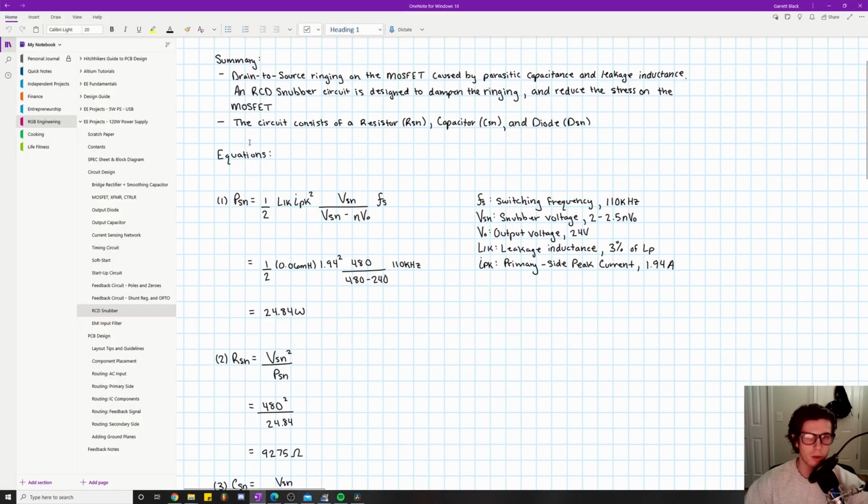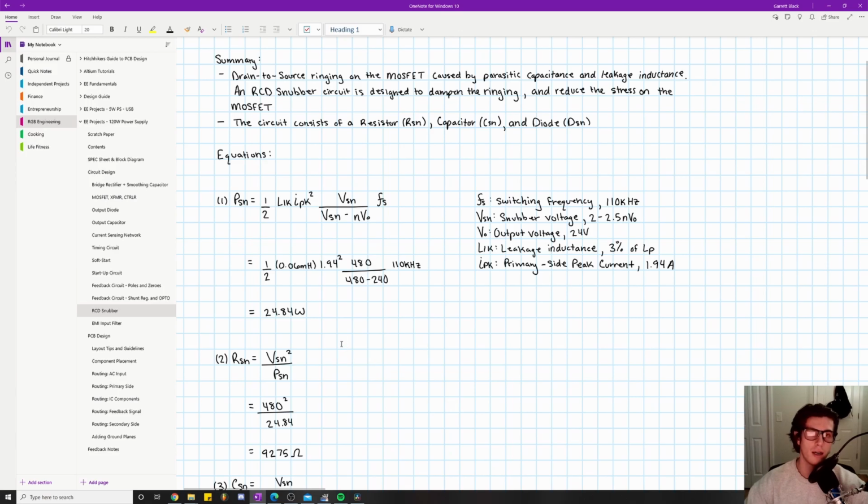So let's talk about the equations now. The way we go about this is we're first going to calculate the power that needs to be dissipated by the snubber circuit as a whole, and of course most of the power, or even all of it, is going to be dissipated by the snubber resistor, right? The capacitor serves as a filter, its job is to dampen the ringing, and the resistor is supposed to dissipate all the power.